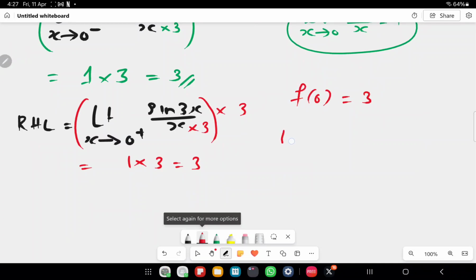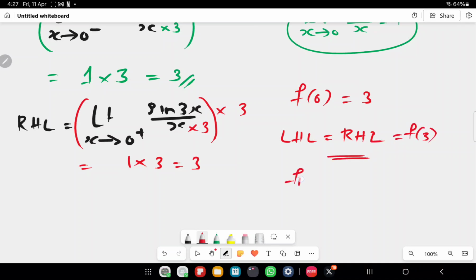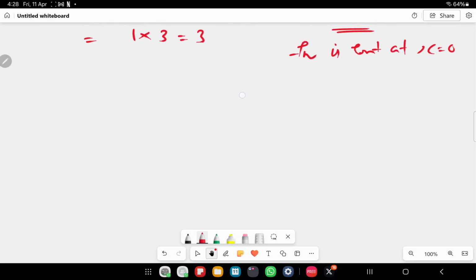So we understand LHL is 3, RHL is 3, function value is 3, f of 3. Everything is same. So we can say the function is continuous at x equal to 0, at the indicated point or the point of partition. We do another type of question now.